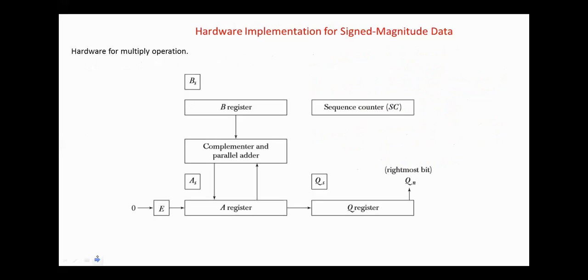Next, the hardware required for multiplying two signed magnitude numbers. The multiplier is stored in a Q register and its sign in the QS flip-flop. The sequence counter is set to the number of bits in the multiplier, and after each operation it is decremented by 1, and we stop when the sequence counter is 0. Initially, the multiplicand is stored in register B and the multiplier is stored in register Q.